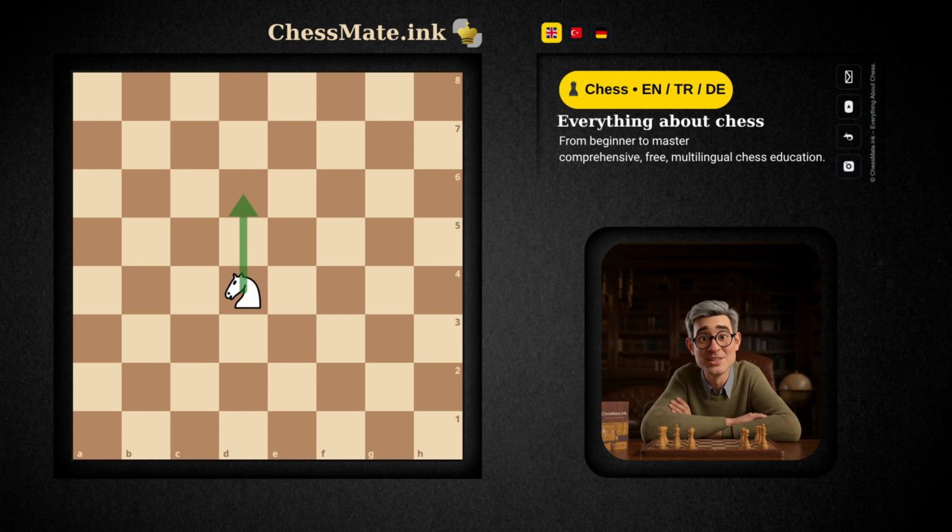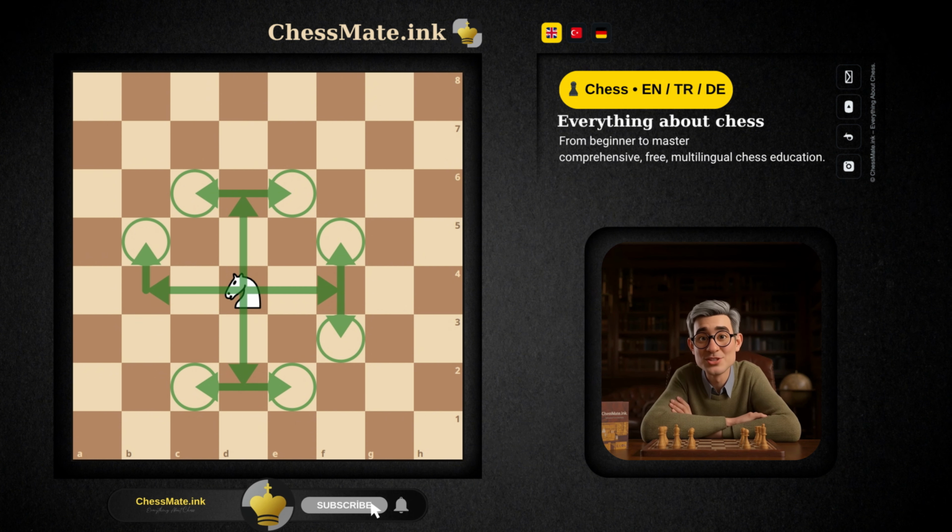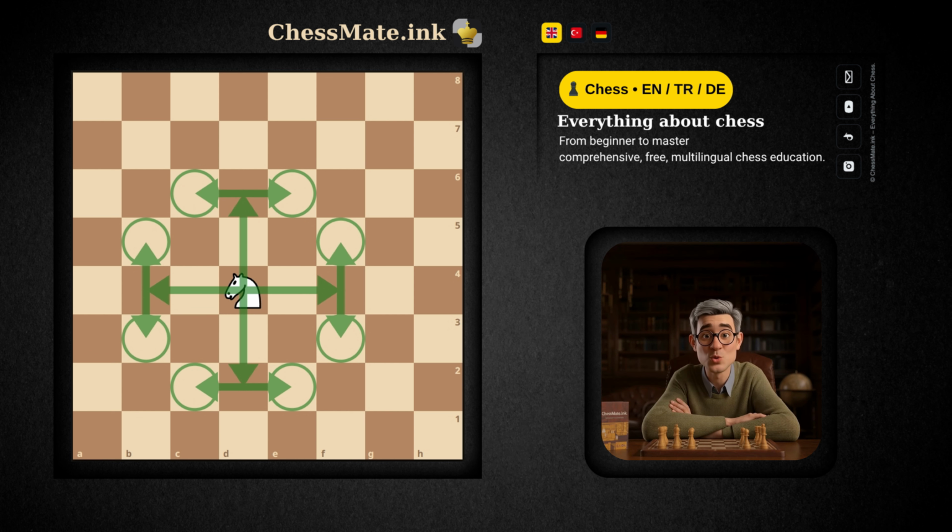2 squares forward, 1 square to the right or left. 2 squares backward, 1 square to the right or left. 2 squares to the right, 1 square up or down. 2 squares to the left, 1 square up or down. This movement is called the L move. Remember, the long part of the L is always 2 squares, and the short part is 1 square.